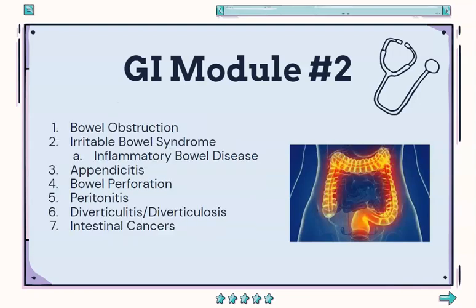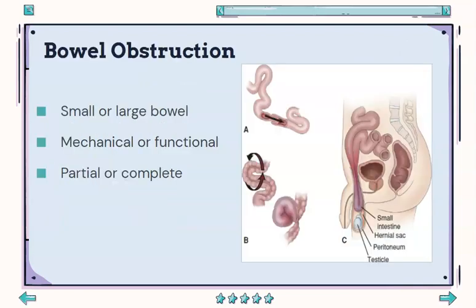Some of the disorders we're going to talk about are bowel obstructions. We're going to talk about irritable bowel syndrome and specifically the inflammatory bowel diseases that encompass this syndrome. That'll be your ulcerative colitis and your Crohn's disease. We'll talk a little bit about appendicitis, some bowel perforations, peritonitis. We will cover diverticulitis and diverticulosis. And then we'll also talk about some intestinal cancers.